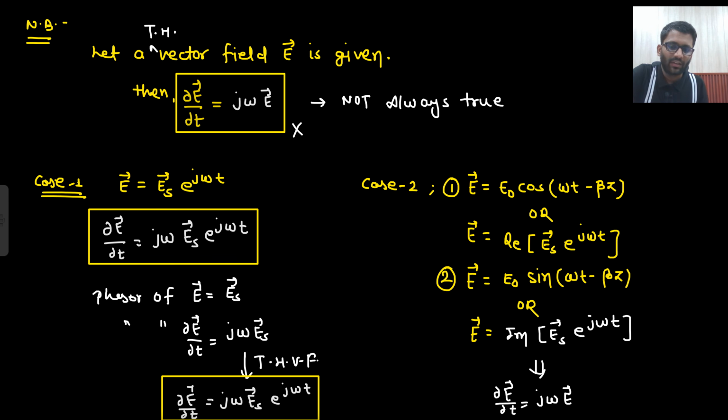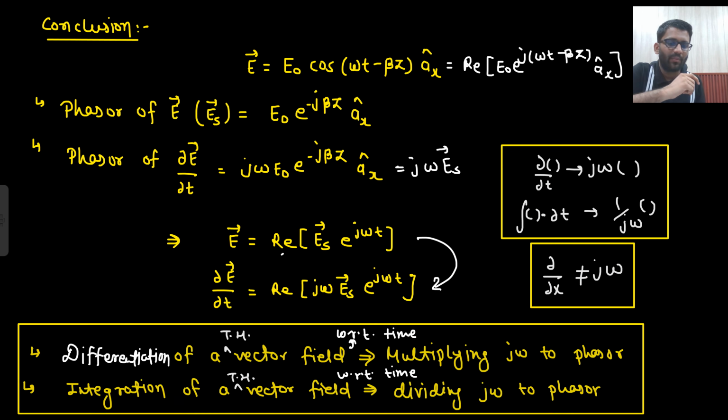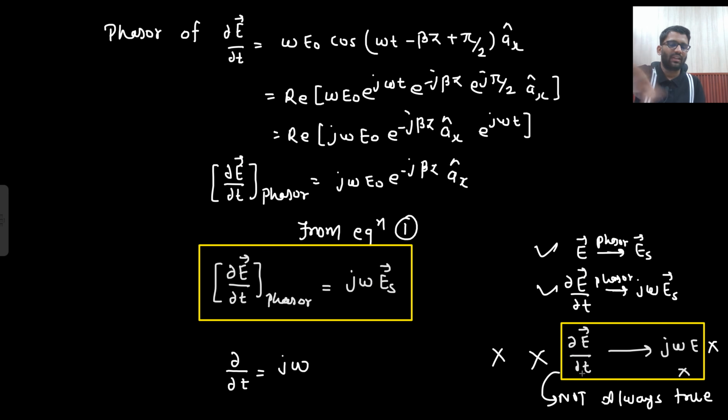That is absolutely wrong. But from here, what you are getting, ∂E/∂t is equal to what? jωE only. Why this is wrong? That we have already proved here, right? All this analysis we have proved.